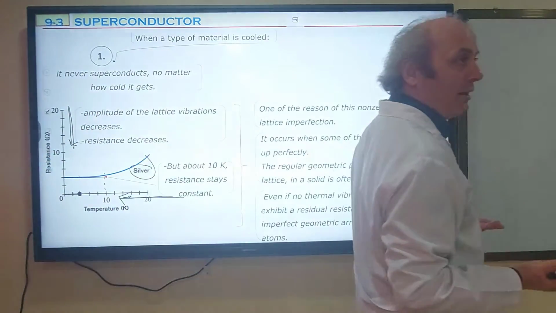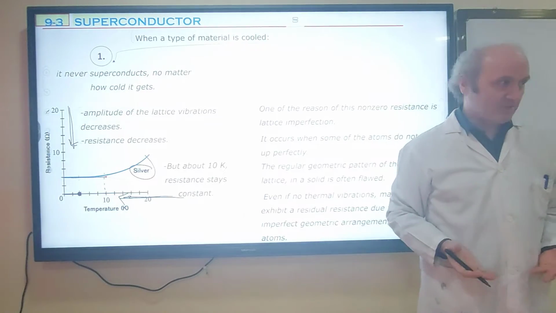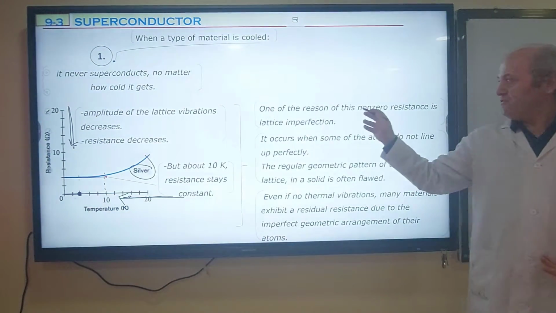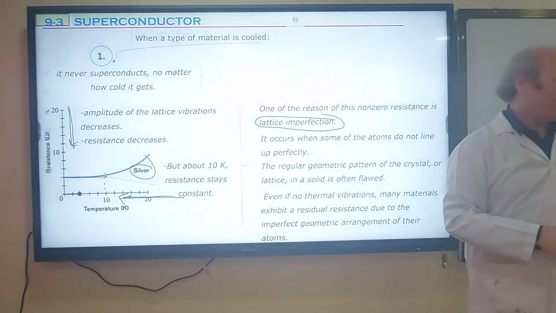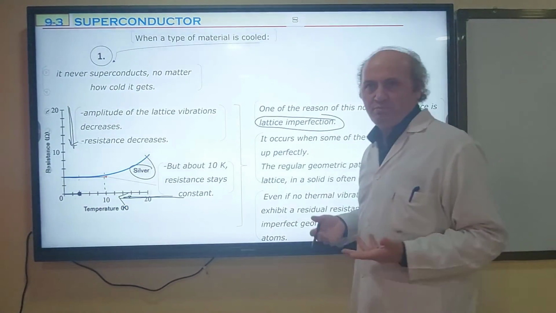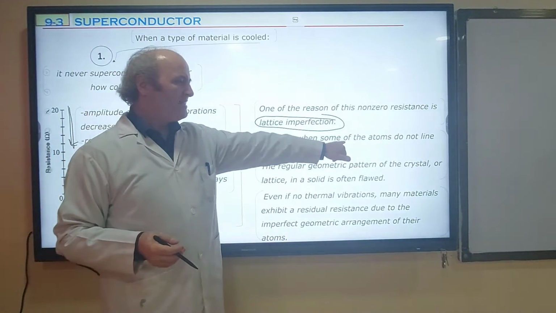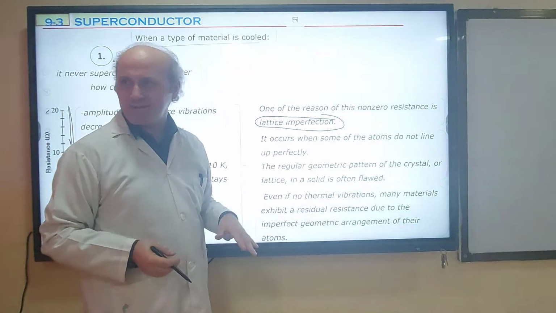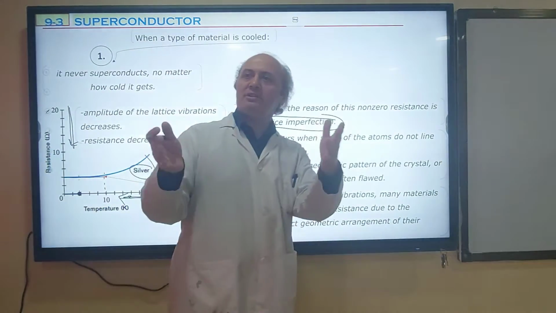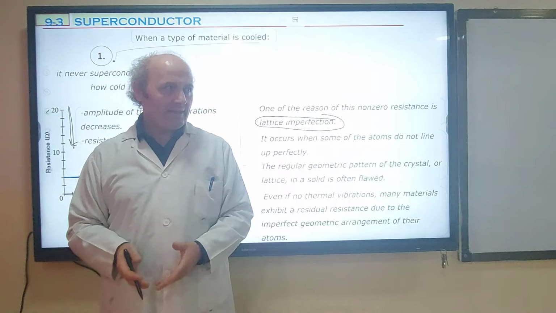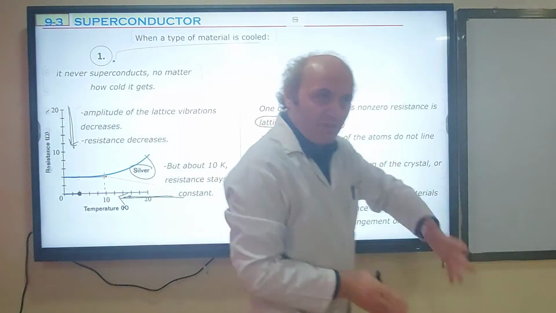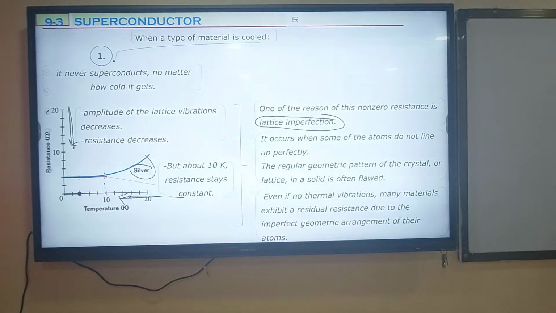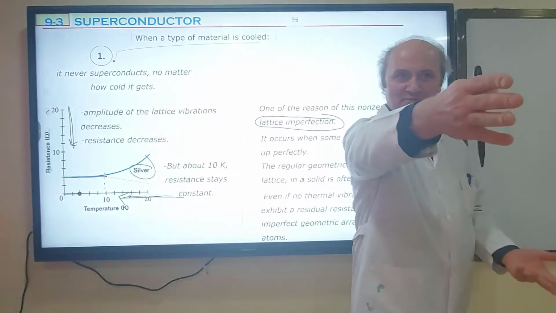But why? There must be a reason for this. Yes, there's a reason. One of the reasons for this non-zero resistance for silver is lattice imperfection. What does lattice imperfection mean? It occurs when some of the atoms do not line up perfectly. For example, in this classroom, if all the seats are regularly arranged, there can be a space for me to move, like the electron. But now, there is lattice imperfection.